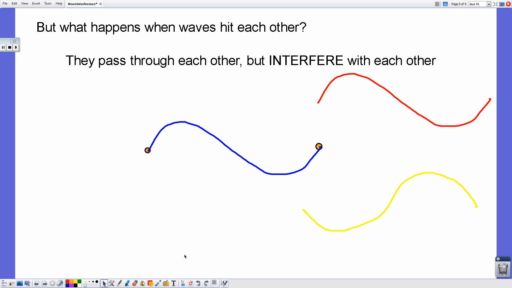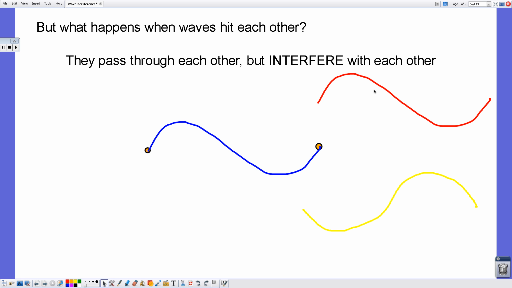All right, now that we're all caught up, we know about waves now. They do stuff. Yay, it's awesome. But what happens when a wave hits another wave? Well, they interfere with each other. So they go through each other, completely go through each other. They don't destroy each other or anything weird like that. There's no collisions with waves. They just go right through each other.